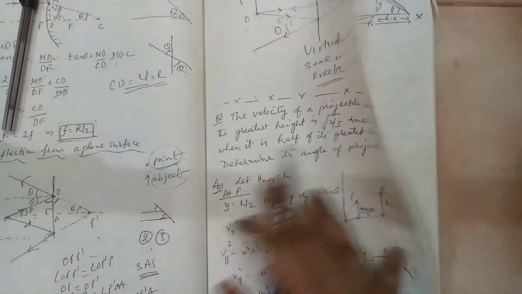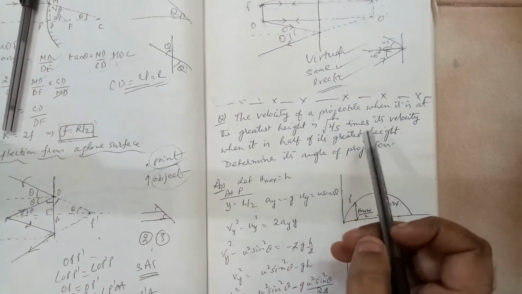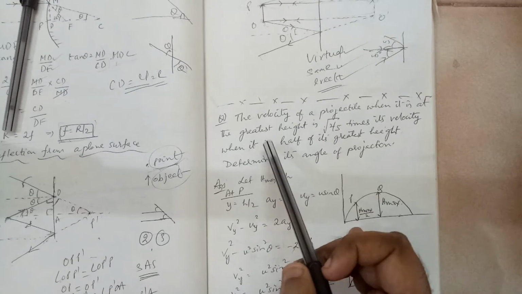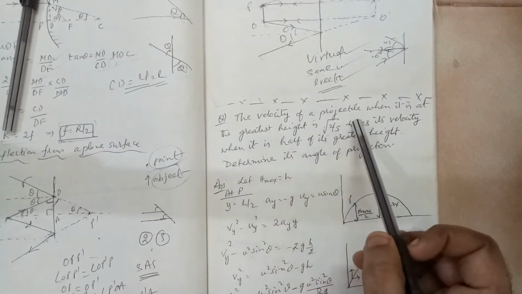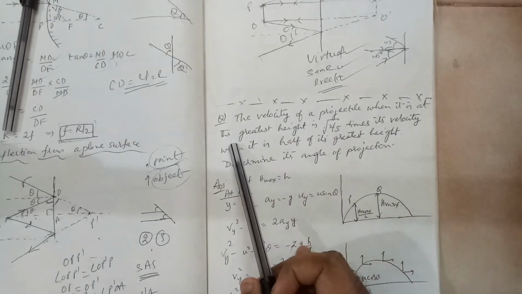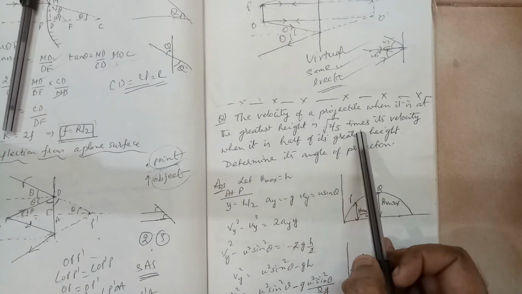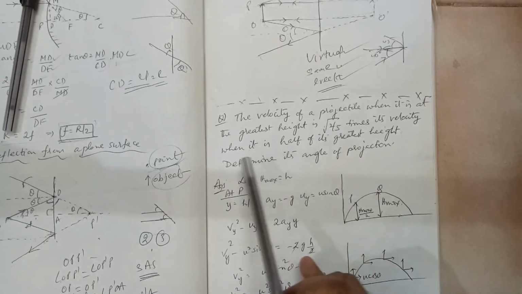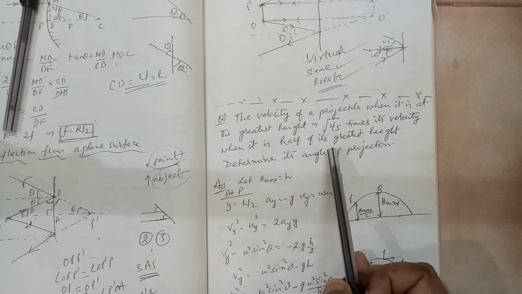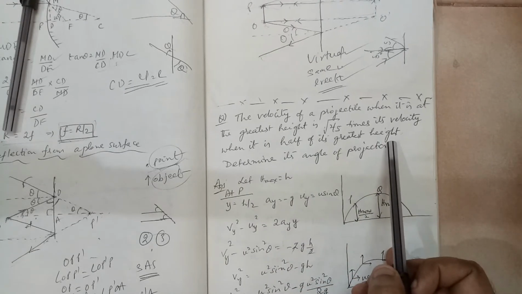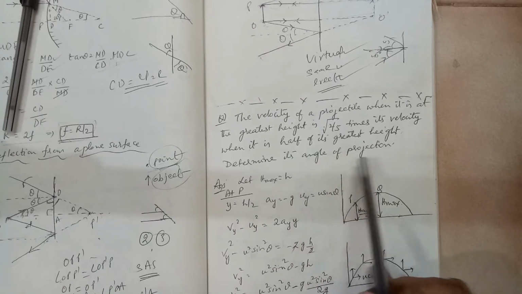Let us discuss some level 2 questions in projectiles. The question says the velocity of a projectile when it is at the greatest height is root over 2 by 5 times its velocity when it is at half of its greatest height. Determine its angle of projection.